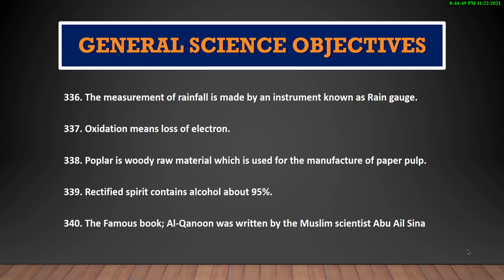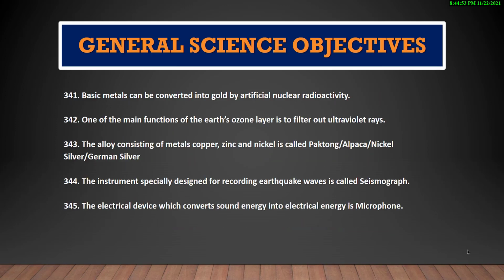The famous book Al-Qanun was written by the Muslim scientist Abu Ali Sina. Basic metals can be converted into gold by artificial nuclear radioactivity. One of the main functions of the Earth's ozone layer is to filter out ultraviolet rays. The alloy consisting of the metals copper, zinc and nickel is called pectong or alpaca or nickel silver or German silver.